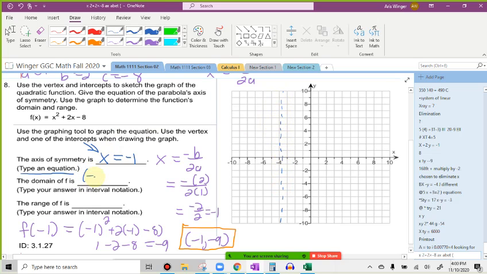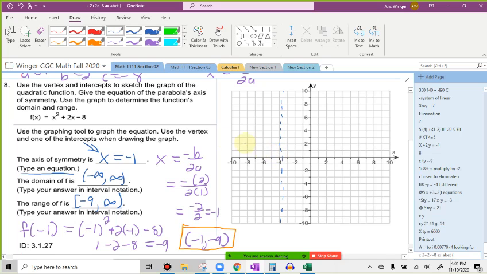The domain's always minus infinity to infinity. The range in this case is going to be -9 to infinity. It's the y coordinate of the vertex to infinity with a bracket. They'll then ask you to graph it, the vertex. They'll ask for 2 points. They'll want to know the vertex, and then you can use the y-intercept for the other point.